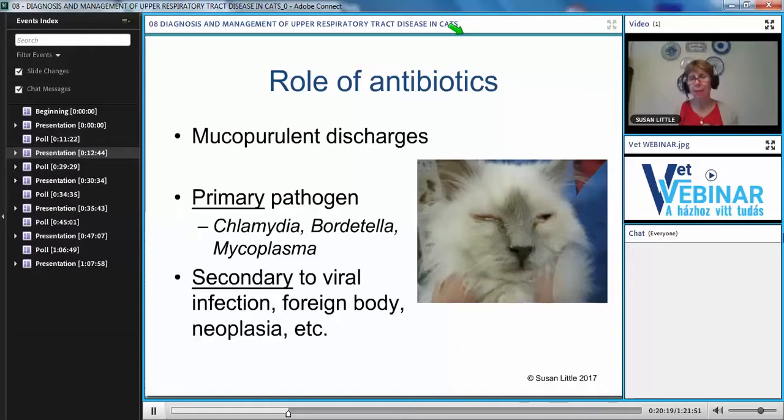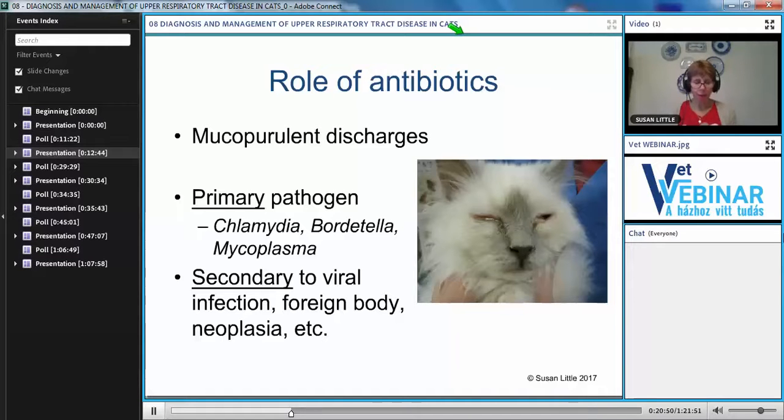So that could be chlamydia, bordetella, mycoplasma, especially if it's ocular. Or it could be a bacterial infection that's secondary to herpes virus or calicivirus, or secondary to something like a foreign body, neoplasia, tooth-root abscess, something like that. So it's usually mucopurulent discharges that are the tip-off that we need an antibiotic. If we have primarily serous discharges, ocular or nasal, I'll hold off on the antibiotic. So I'll wait and see if we actually need it.